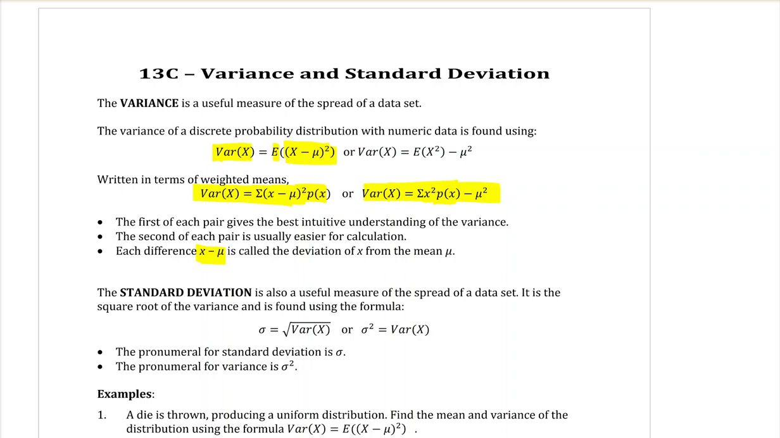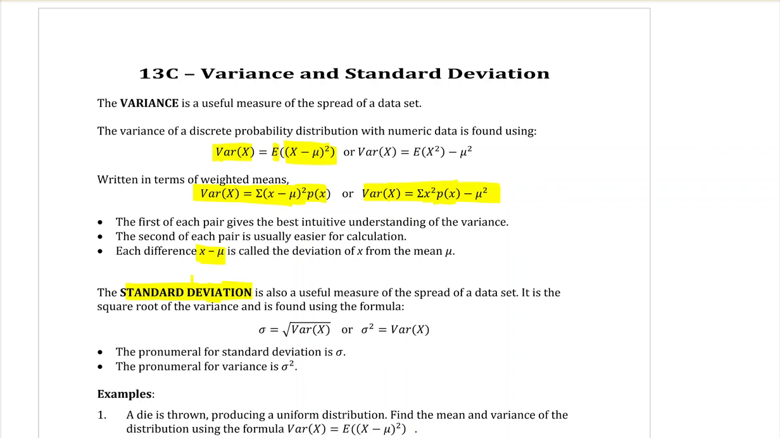Okay, so every time you do a score, take away that mu, you're actually working out a standard deviation. So the standard deviation is a useful measure that we're already familiar with for measuring the spread of a data set. It is the square root of the variance, which I hope also makes sense, because if a deviation is x minus mu, we've squared that in our formula here to get variance, haven't we?